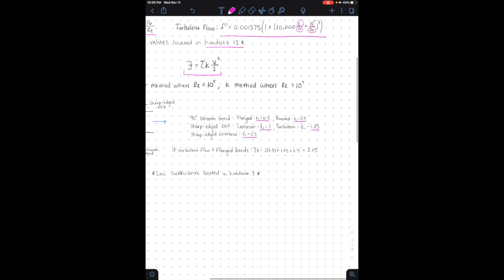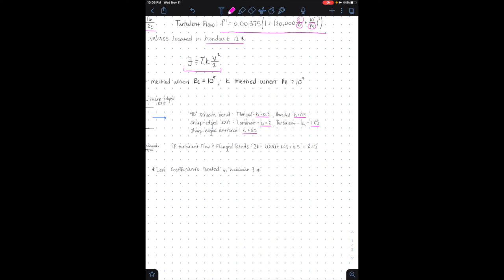So if we were to assume that the flow was turbulent and flanged bends were present for the 90-degree smooth bends, then the sum of the loss coefficients would be the number of each of these components present. So for the smooth bends, it would be 2 times the loss coefficient 0.3. And then the exit, which had a loss coefficient of 1.05, and then the entrance, which was 0.5. And all of this added up to a total K of 2.15.